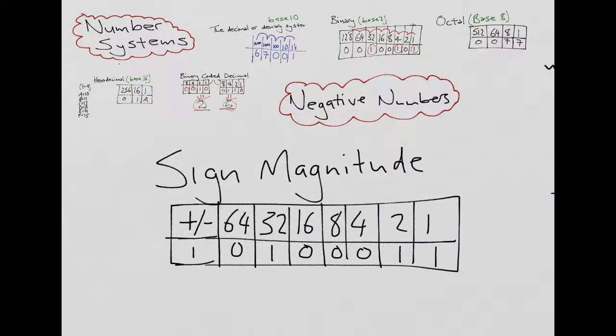The key limitation of this method is, as we don't have the value 128 that we would have in binary, we obviously can't count up the same range of numbers. So that's called sign magnitude.